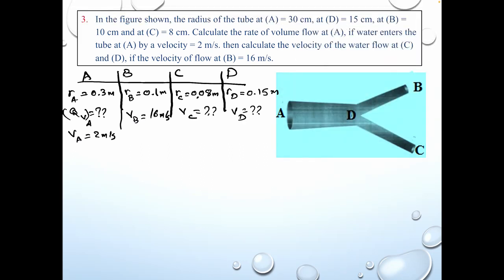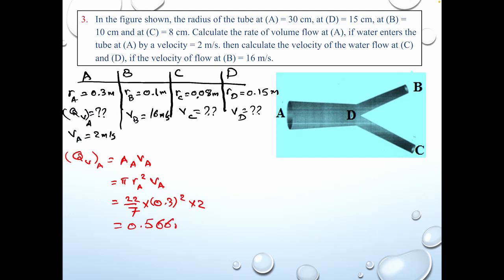First thing, QV at A means area at A times V at A. Area at A is pi RA squared, times VA, 22 over 7, times RA, 0.3 squared, multiply 2. The result will be 0.566 meter cube per second.